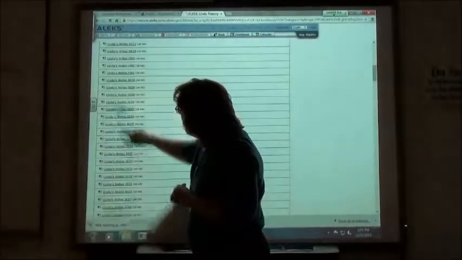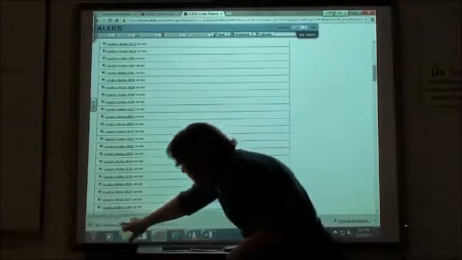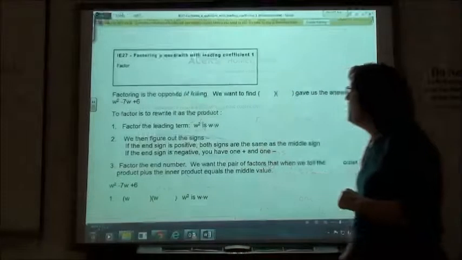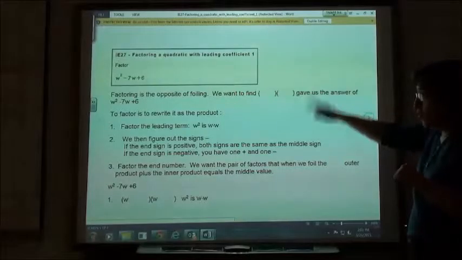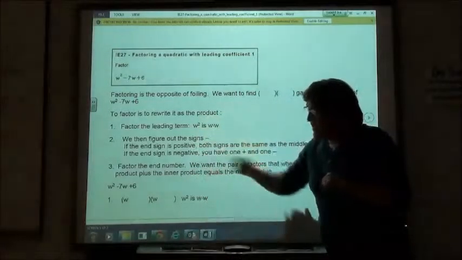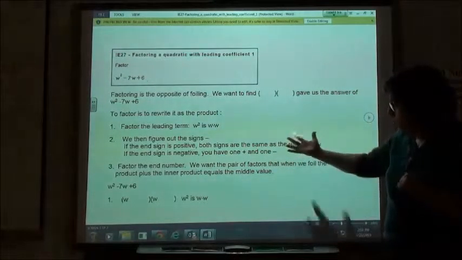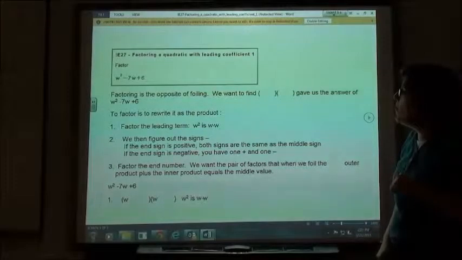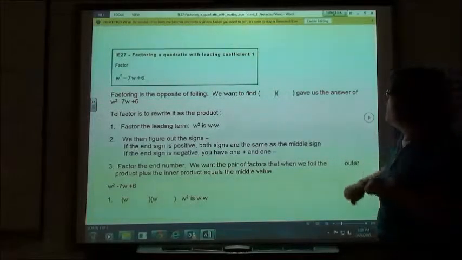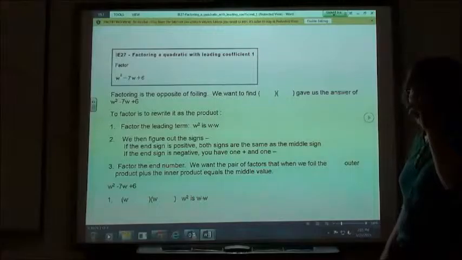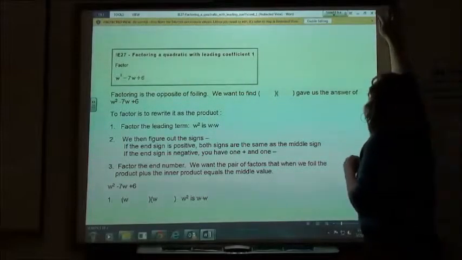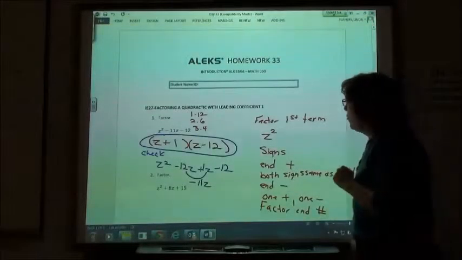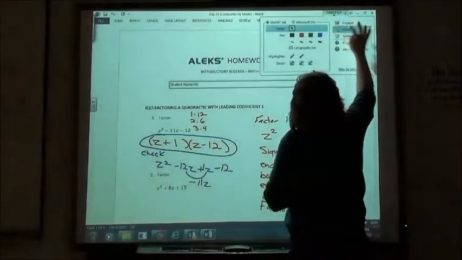IE27, there it is. And again, if you open that up, it will give Linda's notes and the steps that I did in order to figure out which pair is going to be, or which way I want to factor that. So this is one I would definitely probably print out my note sheets because it's going to be different than what Alex does. Let's go back to our paper here.